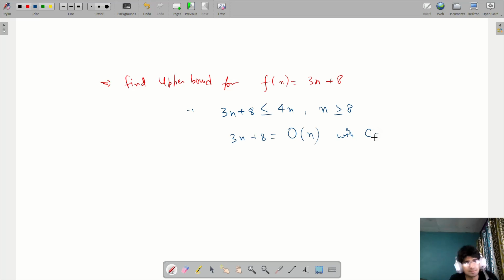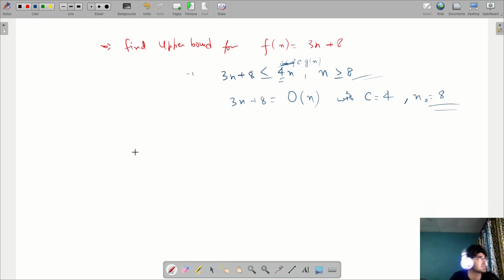Whatever the value of c is, I can take c as 4. This particular thing, c·g(n), is the value that you need, and c is going to be 4 and n naught would be 8, right? So this is how you solve such kinds of questions. These come up in university exams. Maybe these can help you later as well.